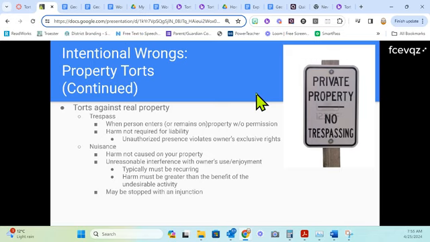If, however, a court is ruling in your favor, that there is harm caused to you in terms of unreasonable interference, and that the harm outweighs any benefit of that activity, then the court could stop that behavior with an injunction. And an injunction is just the order of a court for someone to stop doing something.